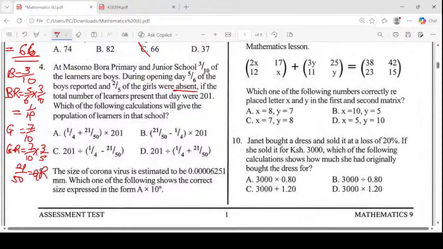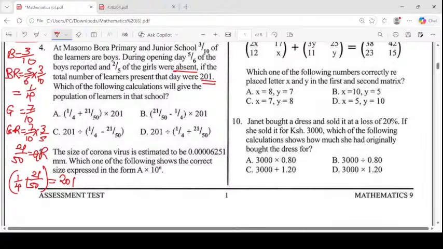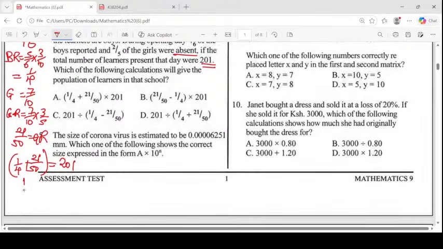Girls present, 21/50. So we are told the number of learners that are present is 201, what do we do here? Boys present is a quarter, plus the girls present, 21/50. This should be equal to 201, which represents the total number of learners present. What about the total population, which should be represented by the total fraction 1?